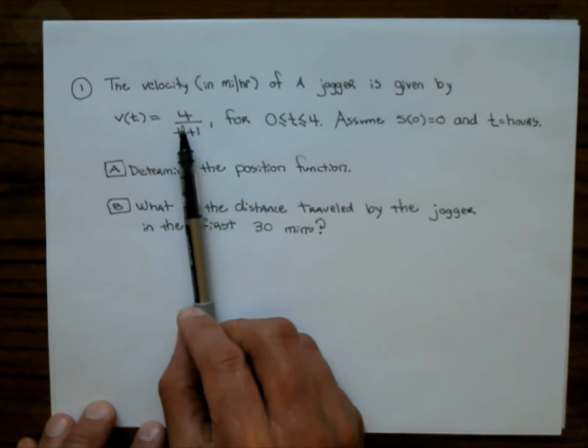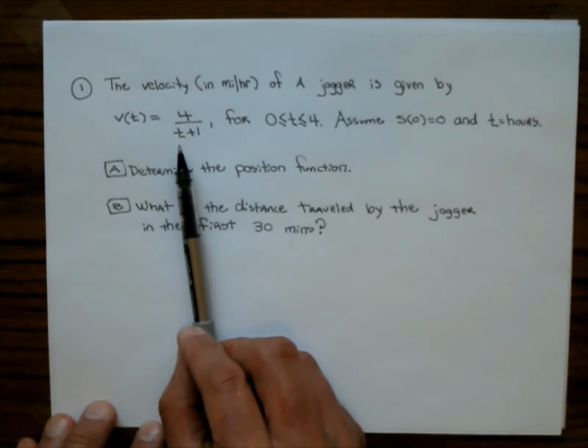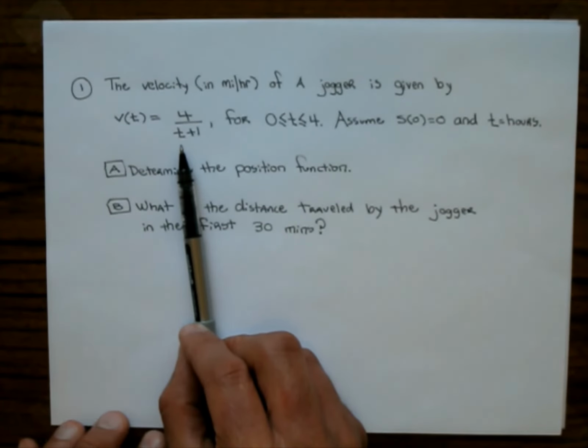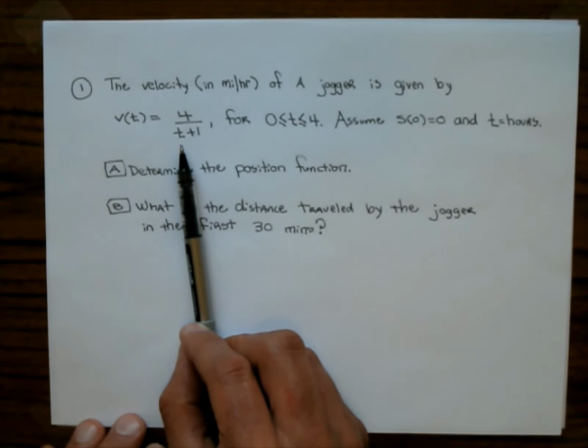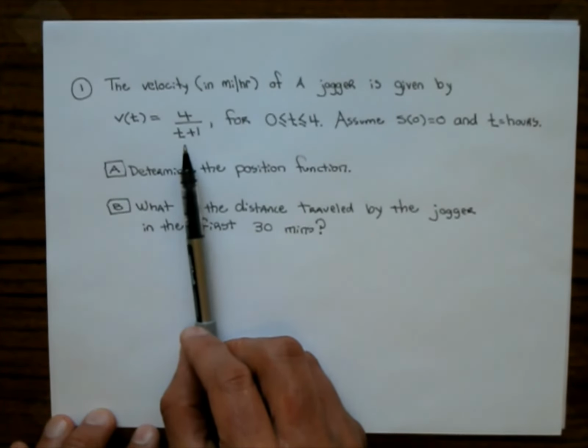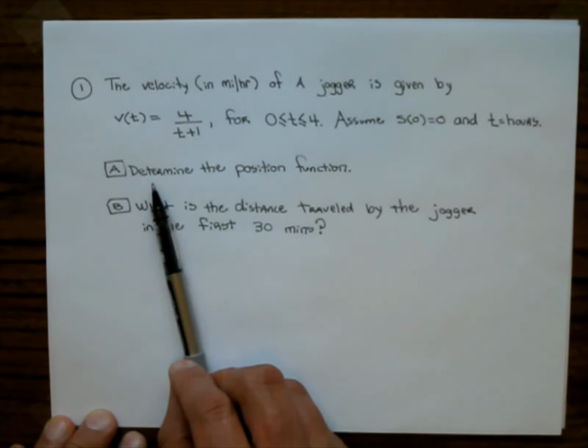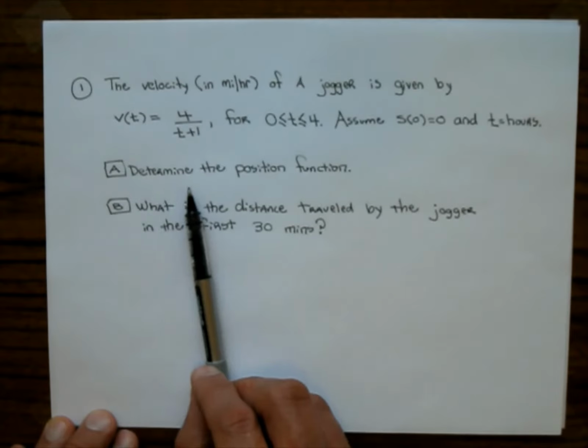But by the time they reach the end of hour 1, when time is 1, this is going to be 4 over 1 plus 1. That's 4 over 2, so that's 2 miles per hour they are jogging, which is slower. Why? Maybe because they're getting worn out. So this function models that, and they say determine the position function.